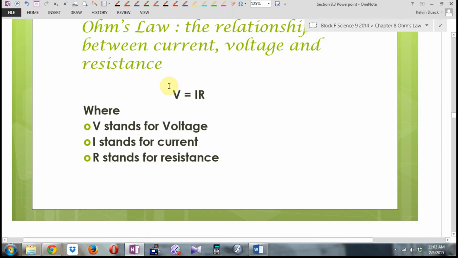We said this, V equals I times R, where V was voltage, I was current, and R was resistance. In our analogy, voltage was like how high the mountain or how high the ski hill was.